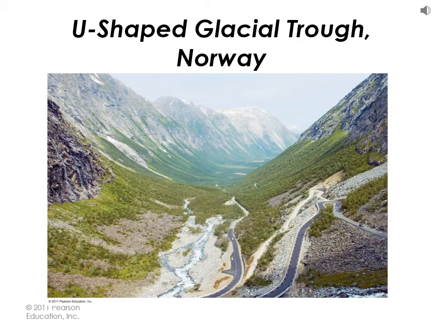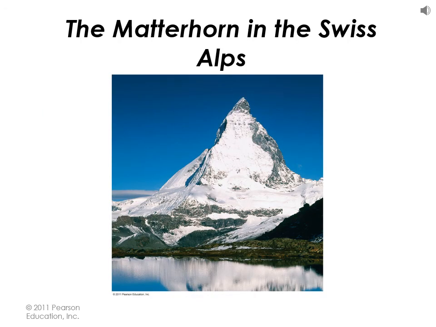Here's just some photos of some of these things. So here's a glacial trough in Norway. The giveaway here is you've got a big, broad U-shaped valley. We're going to see some of these in Colorado. Here's maybe the most famous horn in the world, the Matterhorn in the Swiss Alps. So we have a glacier coming off this way, a glacier coming off this way, a glacier coming off the backside. So it leaves this high, sharp point in between them.